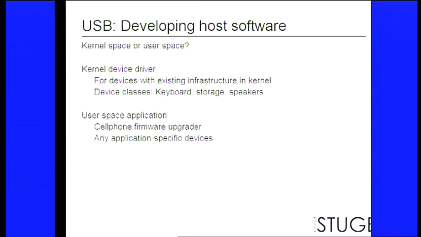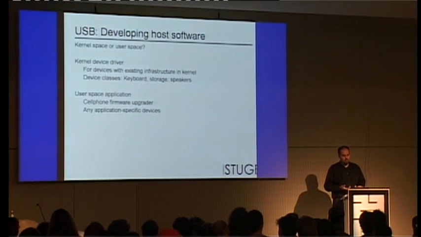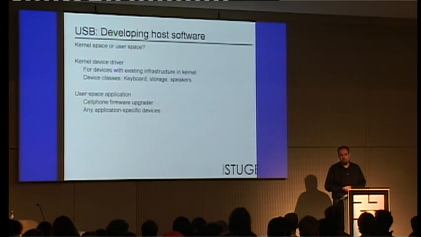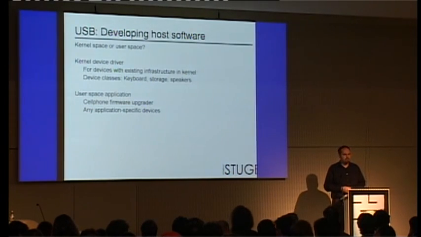So I've written drivers for devices with existing infrastructure: keyboard, storage, speakers. All these already have interfaces in the kernel that we want to use. I mean, if I plug in a USB keyboard and start typing, I expect the characters to show up on my console, right? So there is some kind of console layer in the kernel that I want this USB device to feed into. Same with storage. I want to be able to mount my memory stick, or with the speakers, I want to be able to use my ordinary mixer software to control the volume.